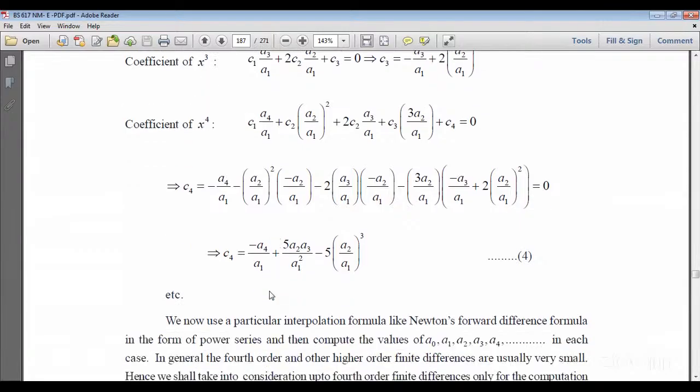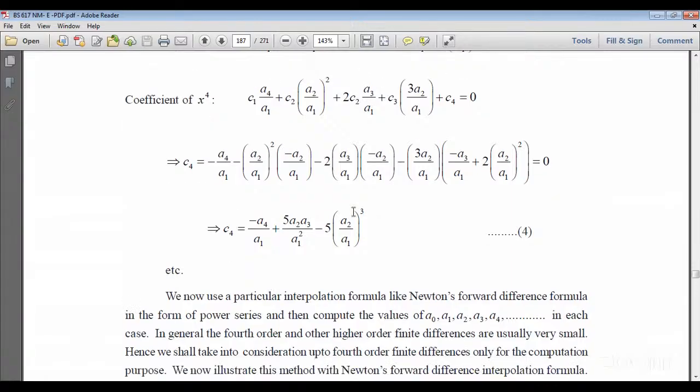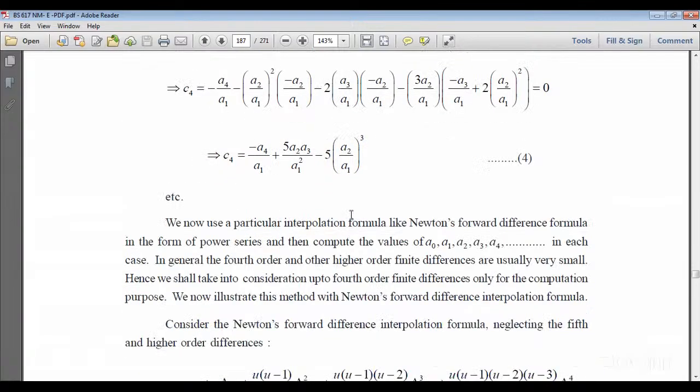All these are simplifying here. The possible result is c4 equal to minus a4 by a1 plus 5 a2 a3 by a1 whole square minus 5 (a2 by a1) whole cube.